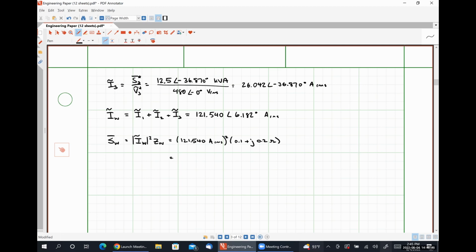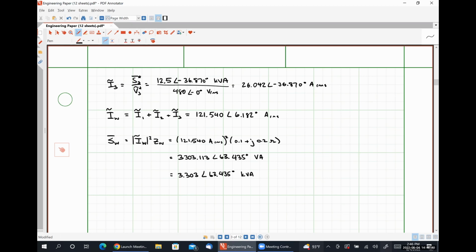Which comes out to be 3,303.113 angle 63.435 degrees volt amperes, or 3.303 angle 63.435 degrees kilovolt amperes.